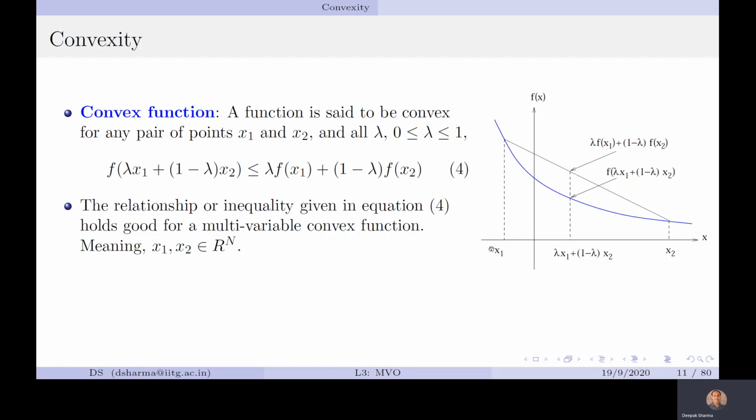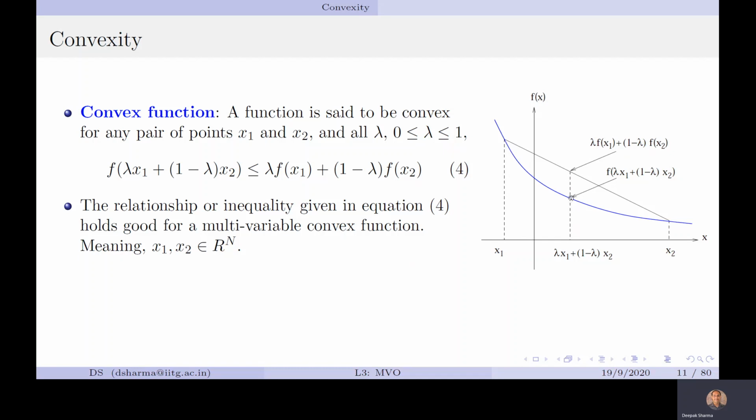Similarly, at x1 you get the function value if you draw a perpendicular line intersecting the blue curve. Similarly, at x2 you draw the perpendicular line where it is intersecting the blue curve. So those are the function values at x1 and x2. Now if you use the same relationship, the value will be given on the top.